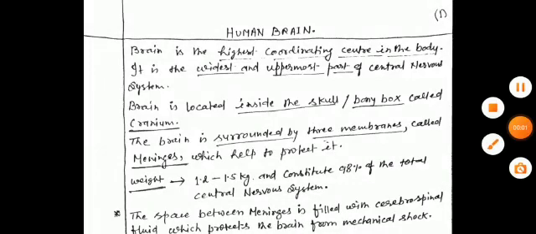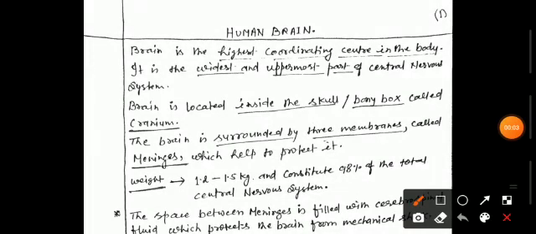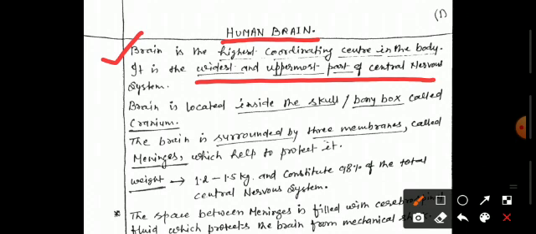Class 10th students, it is the next video from the chapter Control and Coordination. The topic of this video is the human brain. Brain is the highest coordinating center in the body. It is the widest and uppermost part of the central nervous system.